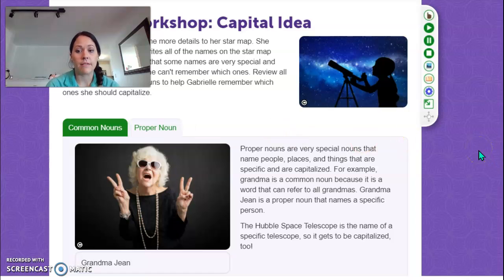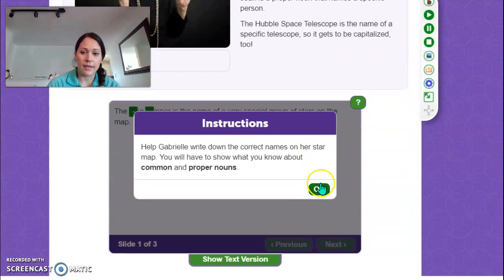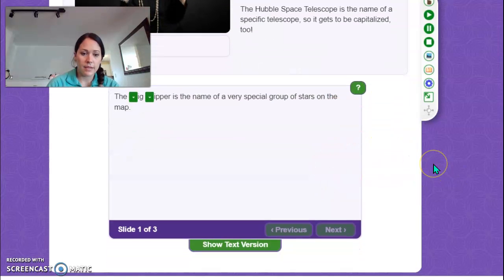Now, proper nouns are very special nouns that name people, places, things that are specific and they have capital letters. For example, grandma is a common noun because it is a word that can refer to all grandmas. Grandma Jean is a proper noun that names a specific person. So the Hubble Space Telescope is the name of a specific telescope, so it gets to be capitalized too. And you read about that yesterday in our Buzz story. So let's go ahead and try a little activity with that.